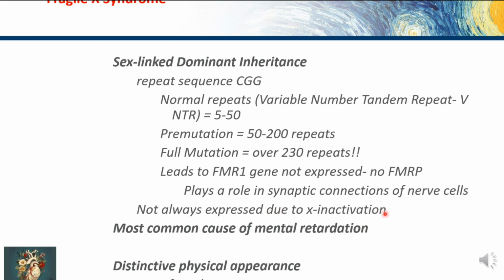So you know that this is fragile X syndrome, and one of the X chromosomes is usually inactivated and forms the Barr body. So if that chromosome is affected, usually there are no symptoms. Again, fragile X syndrome is the most common cause of mental retardation. The distinctive physical appearance includes a long face and large ears.